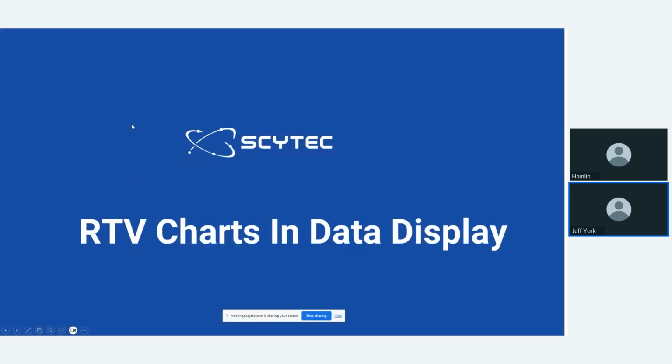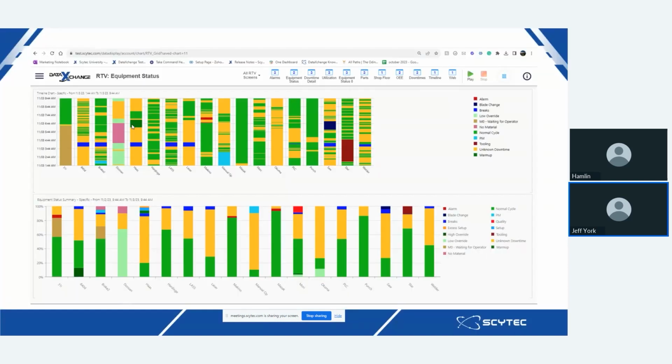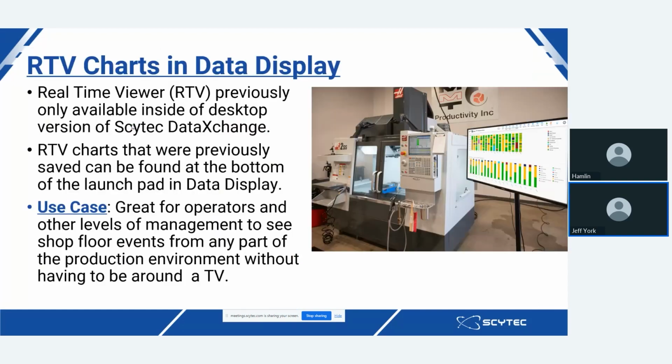The next thing we are going to discuss is the RTV charts inside of Data Display. For those of you that have used Scytec DataXchange in the past, previously you could only find the RTV real-time viewer inside of the Windows desktop version of Scytec DataXchange. Now, all of the RTV charts that were previously created inside of the Windows desktop version can be found in the bottom tab of the Data Display Launchpad.